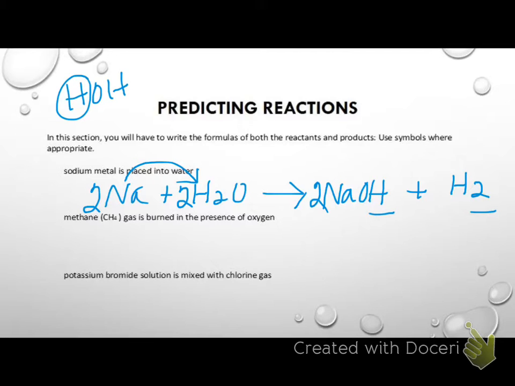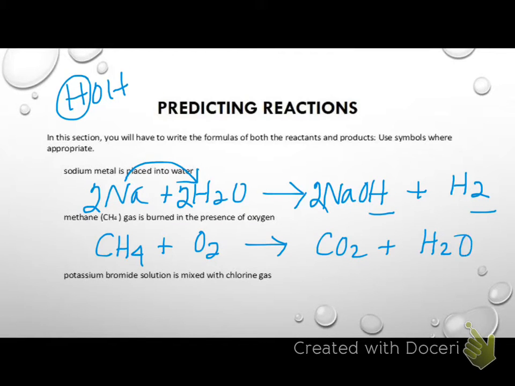Okay? This one, methane gas, we've done that a couple of times. You can look at that one. You should already have memorized by now. Methane plus O2, and then it makes CO2 plus H2O. I put a 2 here, and a 2 here, and that balances.